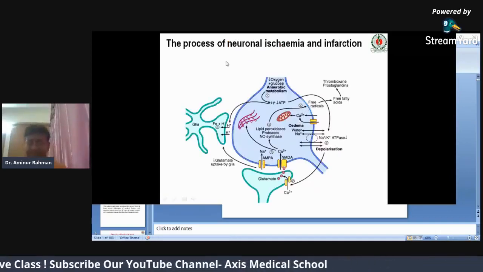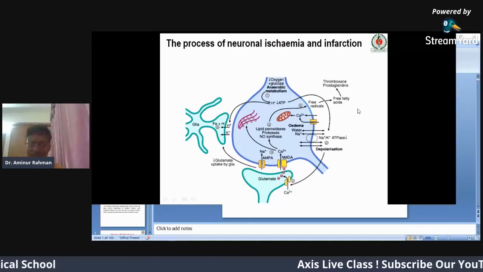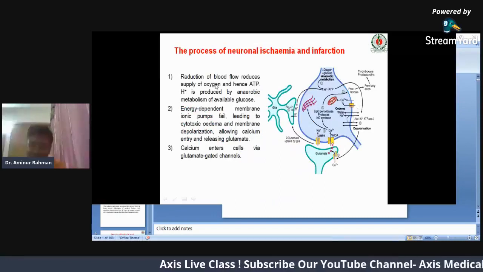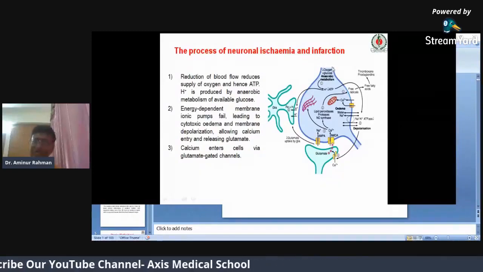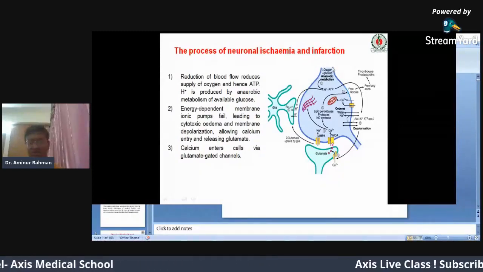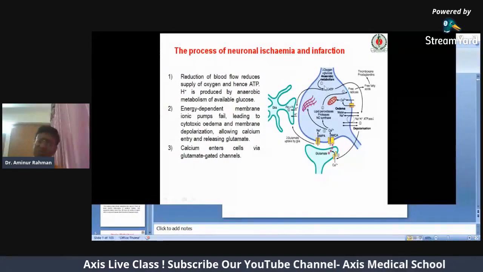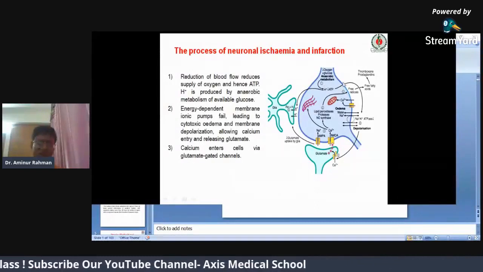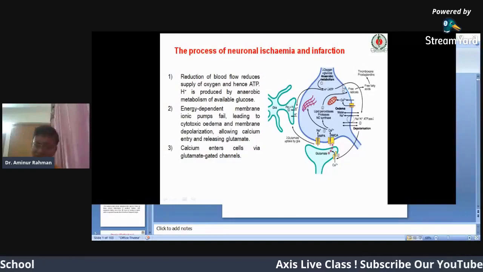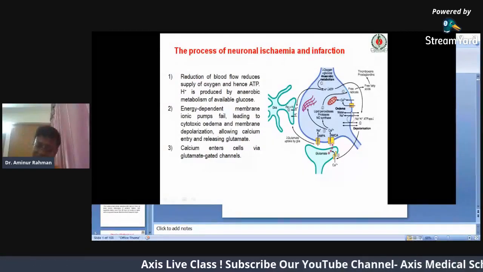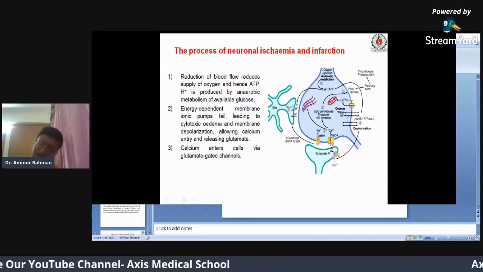In this slide, you will find the process of neural ischemia and infarction, with different steps. First, when oxygen supply is decreased, there is anaerobic glycolysis. With anaerobic glycolysis, there is reduced ATP production and more hydrogen ion production. Decreased ATP causes ionic failure, the sodium ATPase pump failure. When the ATP pump fails, there is more influx of sodium.